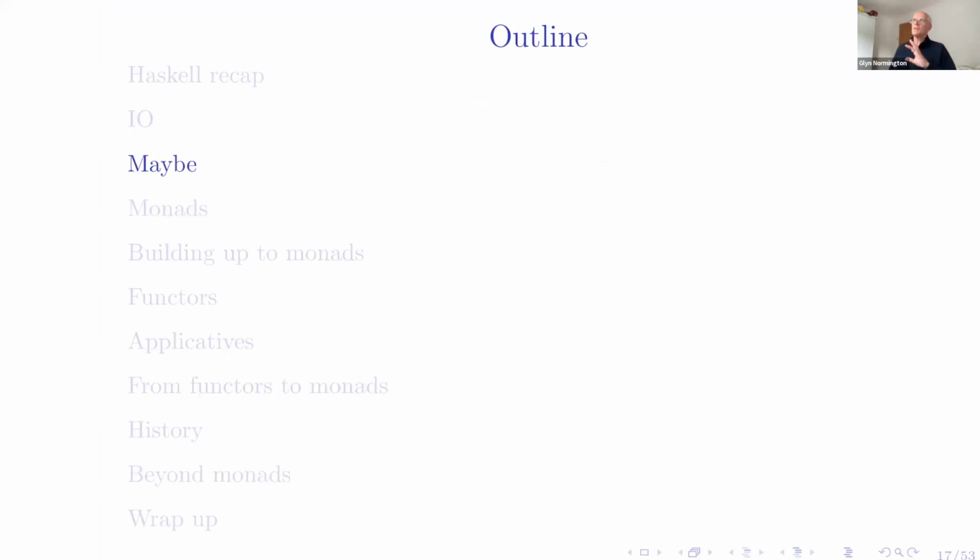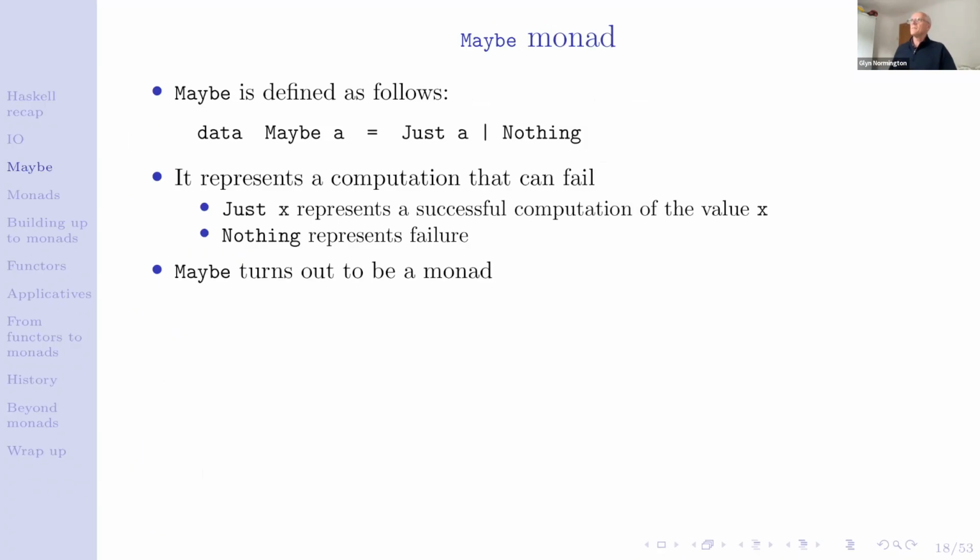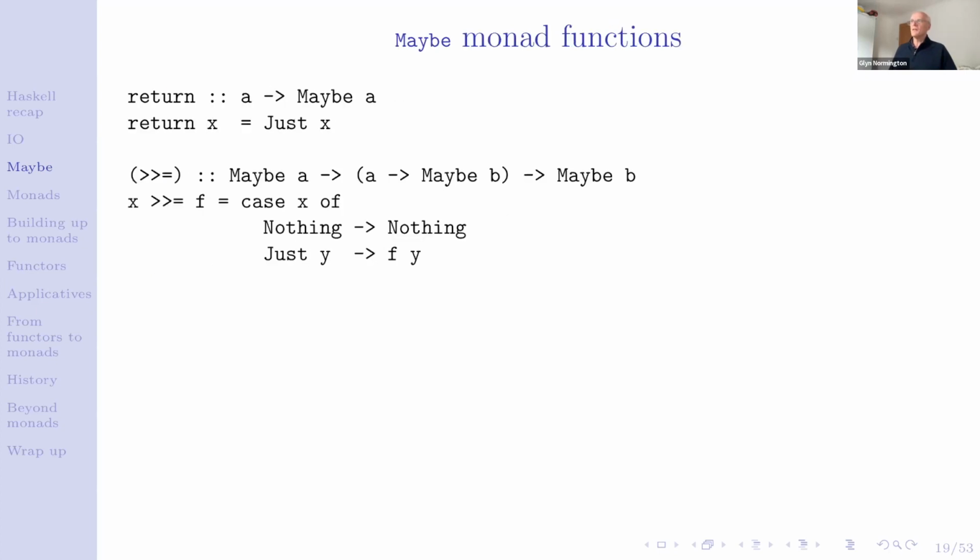Something that's a bit more tangible, a bit easier to work with is the Maybe monad. And Maybe is a data type defined like this. So Maybe of a type a is either Just a or Nothing. And you can think of it as a computation that can fail. So Just x is a successful computation with the value x, and Nothing is failure. And of course, we'd be interested in diagnostics and that kind of thing. There are other constructs in Haskell like the Either monad that allow you to have a failure with diagnostics or something else. But it's the same principle as this, so we'll keep it simple for this talk. Maybe turns out to be a monad.